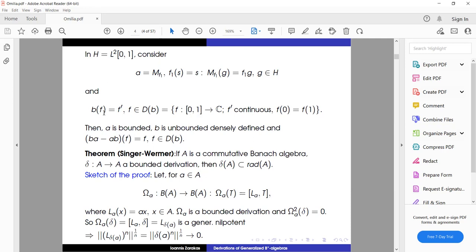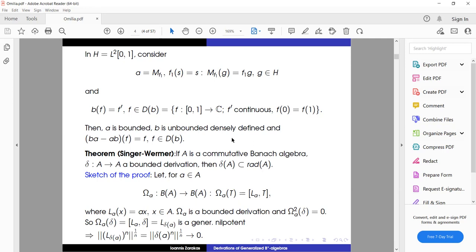And the B operator would be just the derivative of every function f, whose domain of definition would be all complex valued functions on [0,1] having continuous derivative and taking the same values on the edges of the interval. So as we can all see, alpha is a bounded operator, the multiplication operator f1, and B is unbounded and densely defined. Hence, the derivation topic is given through this window and convinces us to delve into some very famous results.